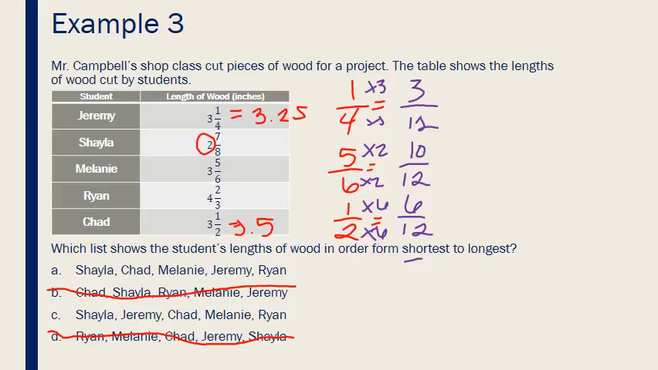And I'm going from shortest to longest. Which one's shortest here? Very good, 3 twelfths. So I know that Jeremy should be next. Yes, C says Jeremy is next. Well, is Chad after Jeremy? Yes, it is, because 6 twelfths is shorter than 10 twelfths. Then Melanie, very good, Melanie's next. And then we know Ryan was the greatest length anyway, because he's the only one with a whole number of 4. So my answer would be C.